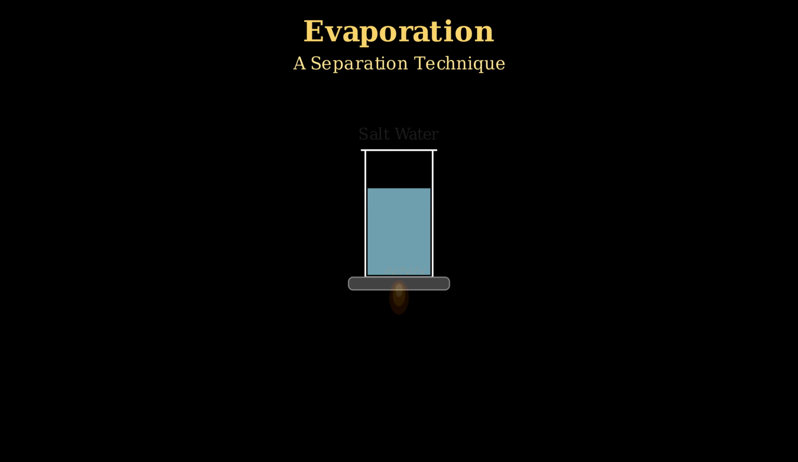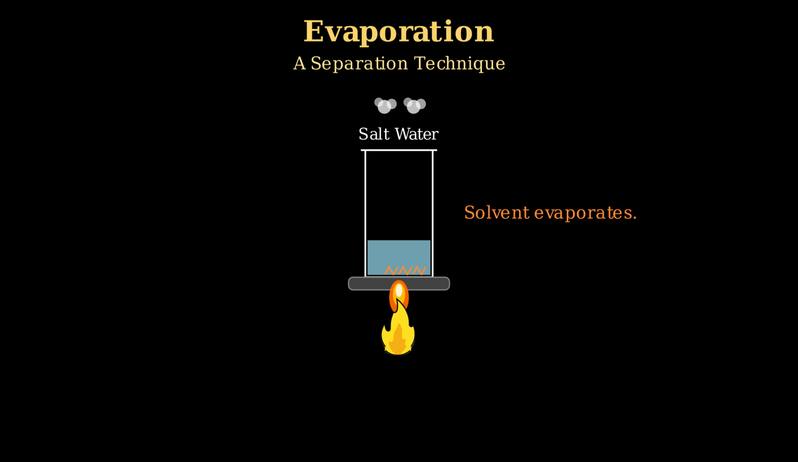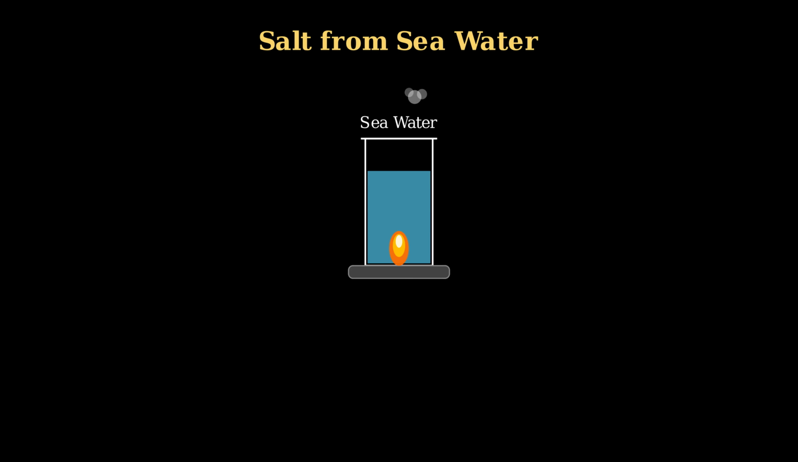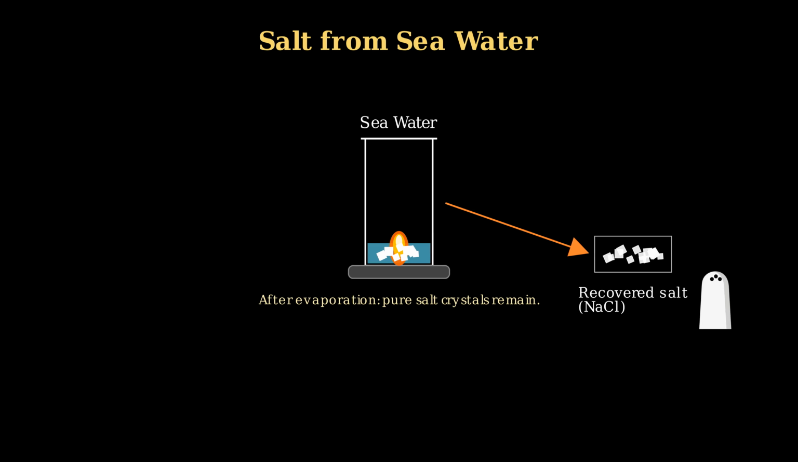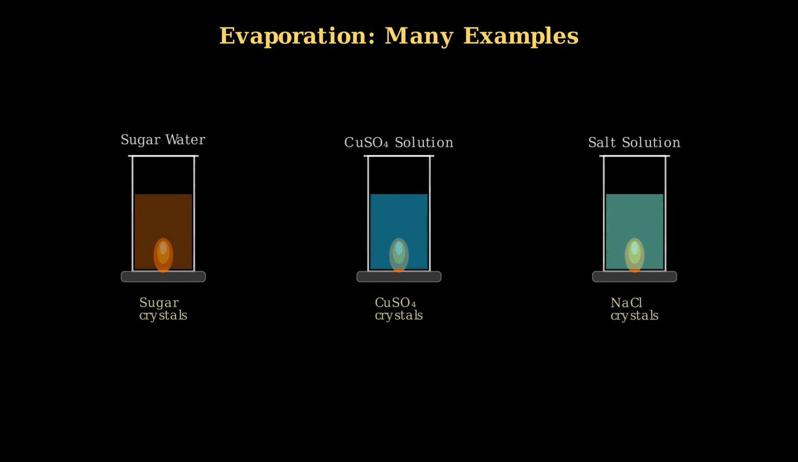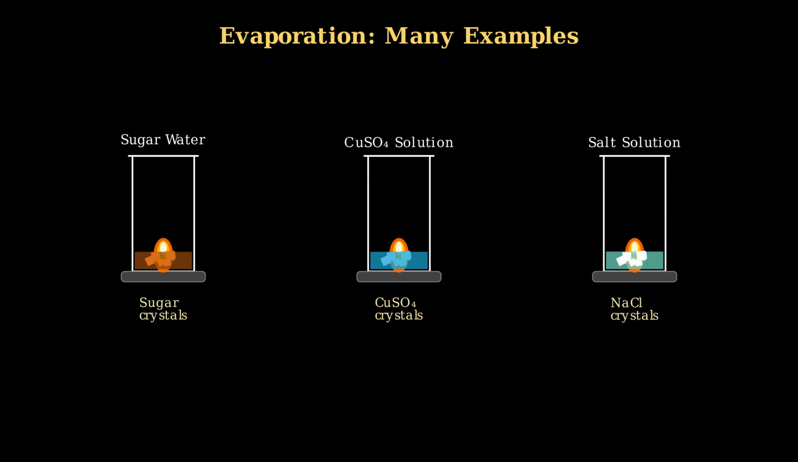Evaporation is a separation technique used when a solid is dissolved in a liquid. We heat the mixture to boil away the solvent, leaving the solid behind. A classic example is extracting salt from seawater. Seawater contains dissolved salt which we cannot see or filter, but when heated water evaporates as steam and salt crystals are left behind. Evaporation works for any dissolved solid: sugar from sugar water, copper sulfate from its aqueous solution, and many other examples.